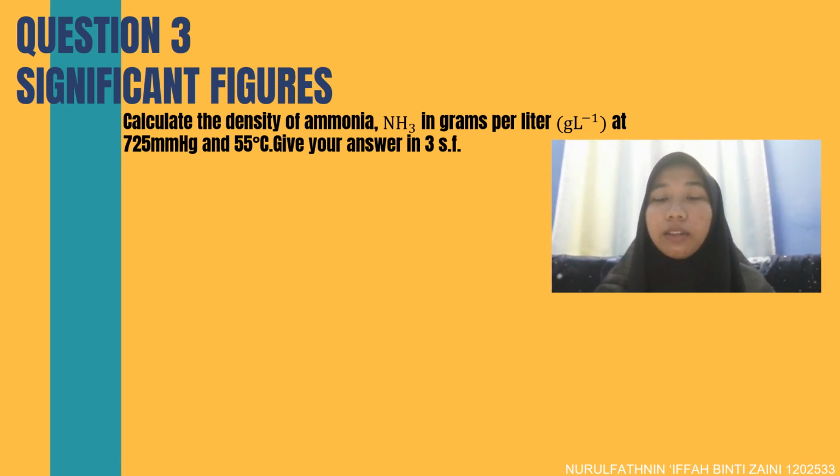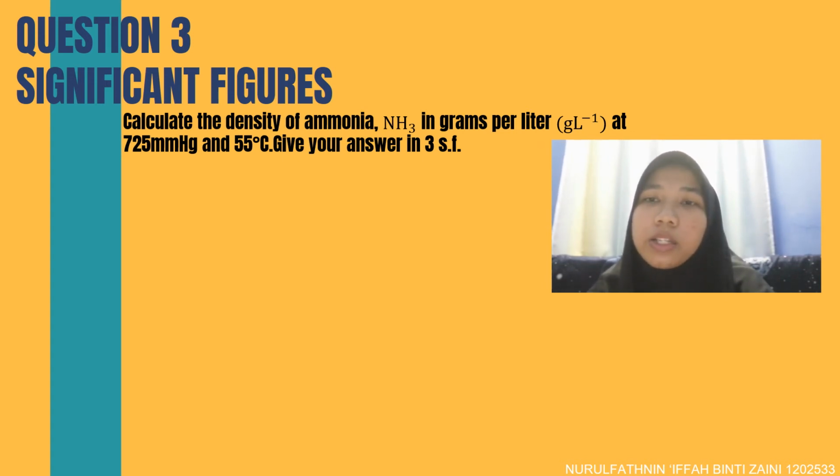Assalamualaikum. My name is NURULFATHNIN and we will discuss another question related to the chemistry problems for this topic. The question wants us to calculate the density of ammonia, NH3, in grams per liter at 725 mmHg and 55 degrees Celsius. Give your answer in 3 significant figures. The question wants us to find the density, but did not give us the mass and the volume of ammonia, but already gives us the pressure and the temperature.